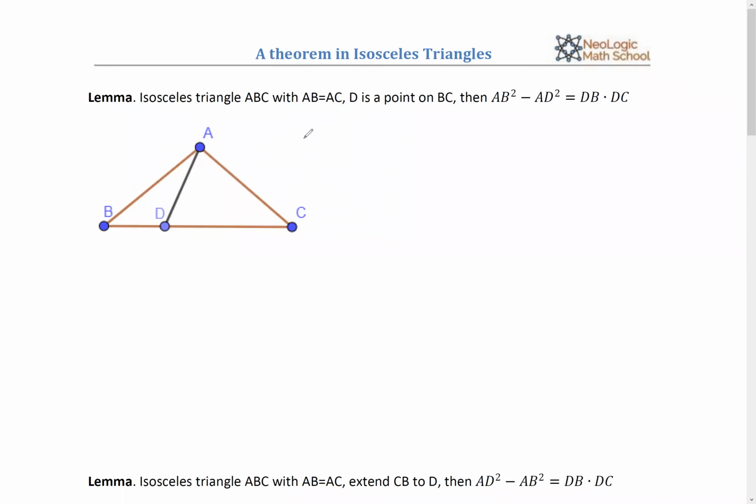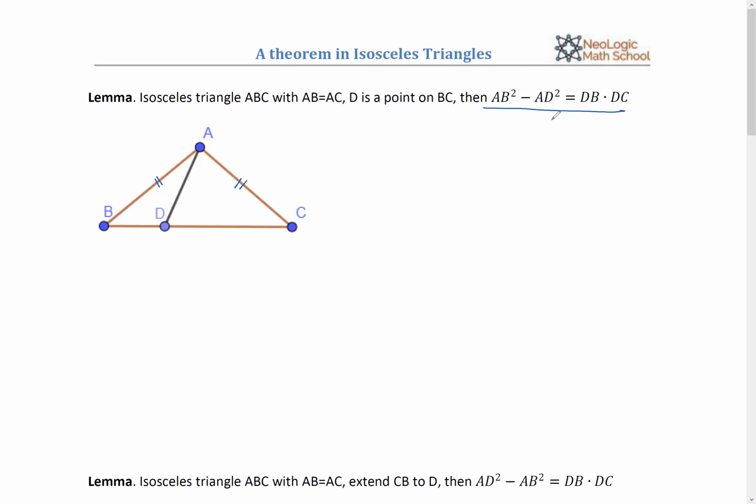Today we're going to talk about a property in isosceles triangles, which is very handy. So I have an isosceles triangle ABC, all right? AB equals AC. And then there is a random point D on BC. Then we have this result.